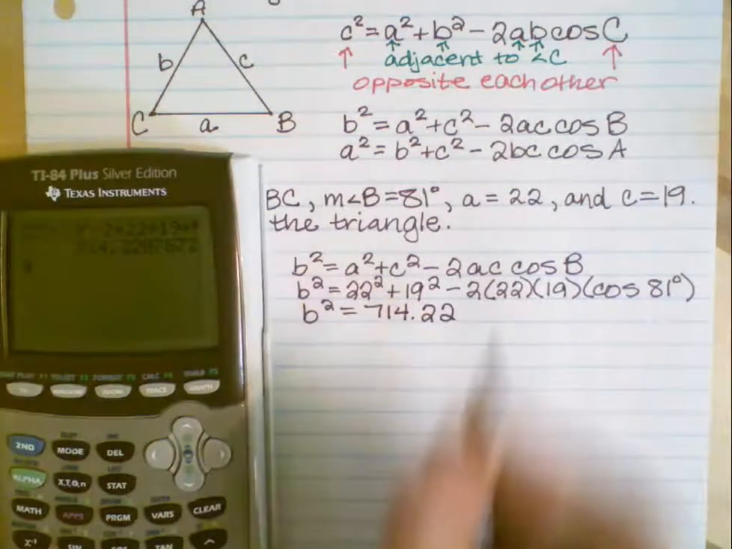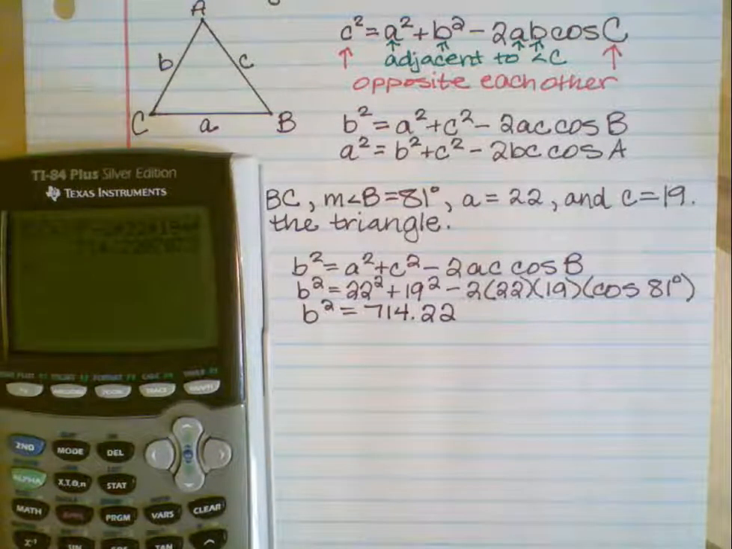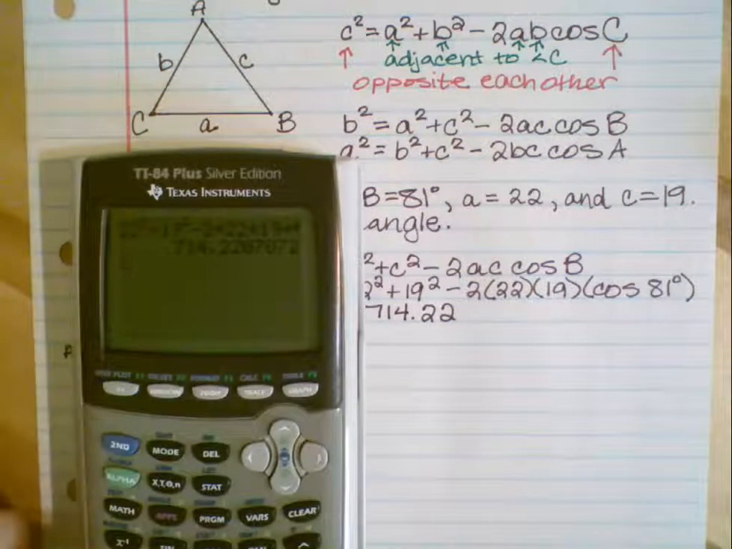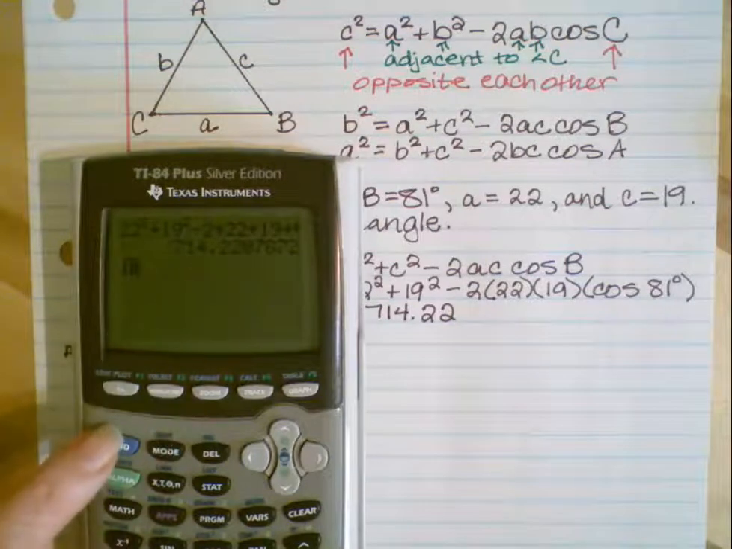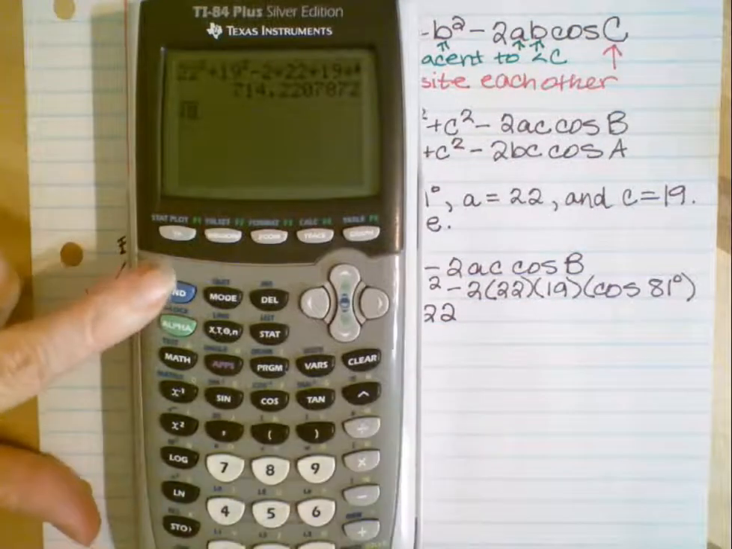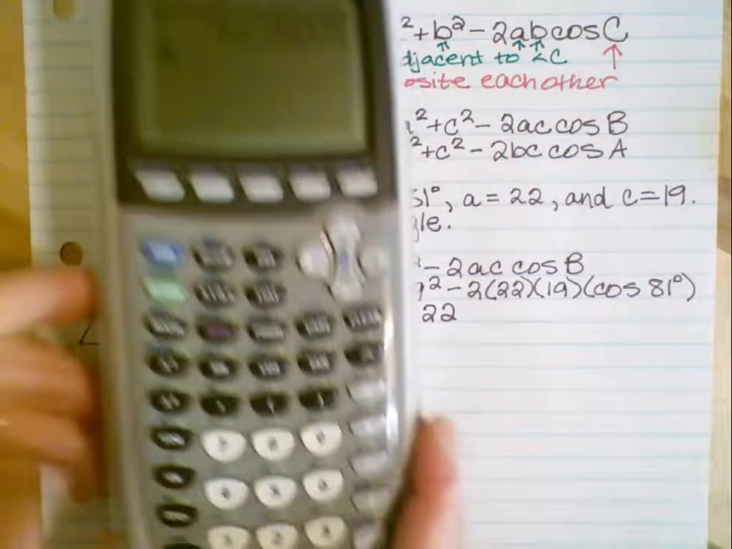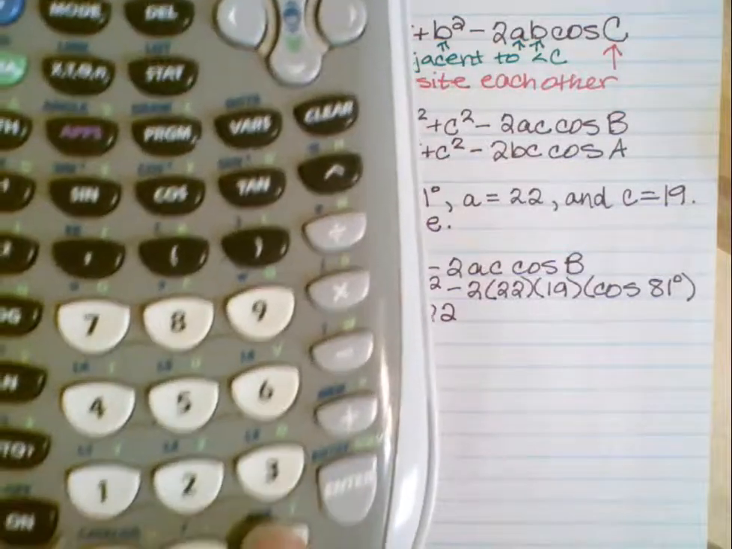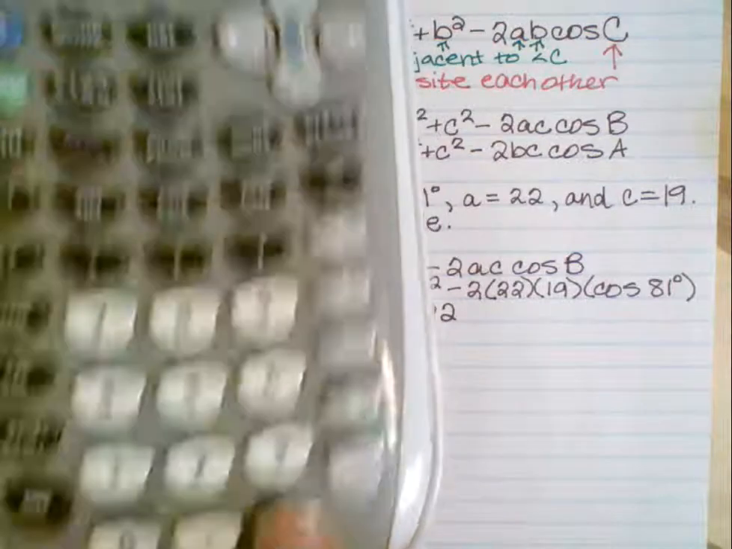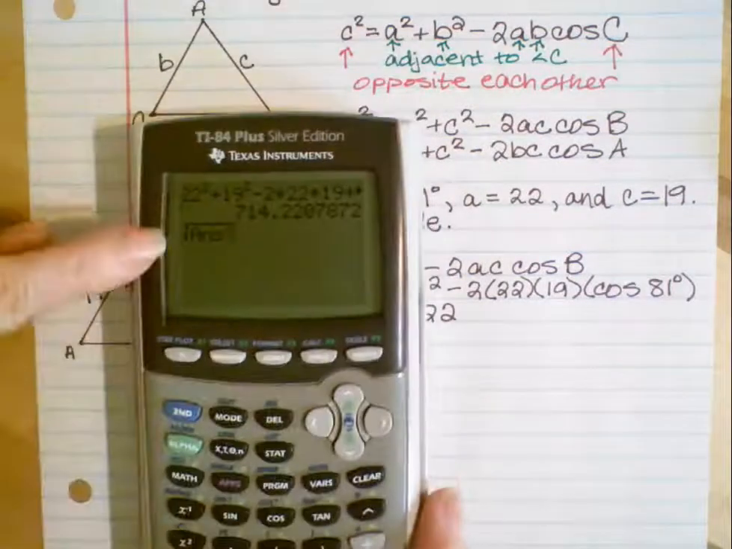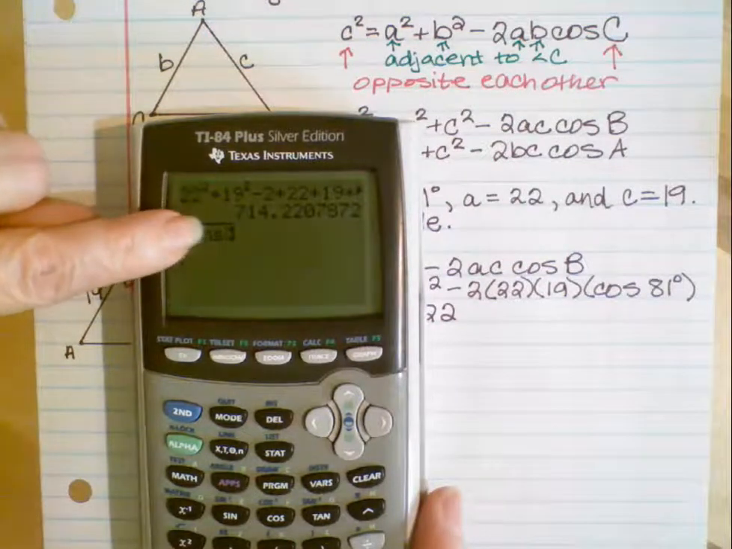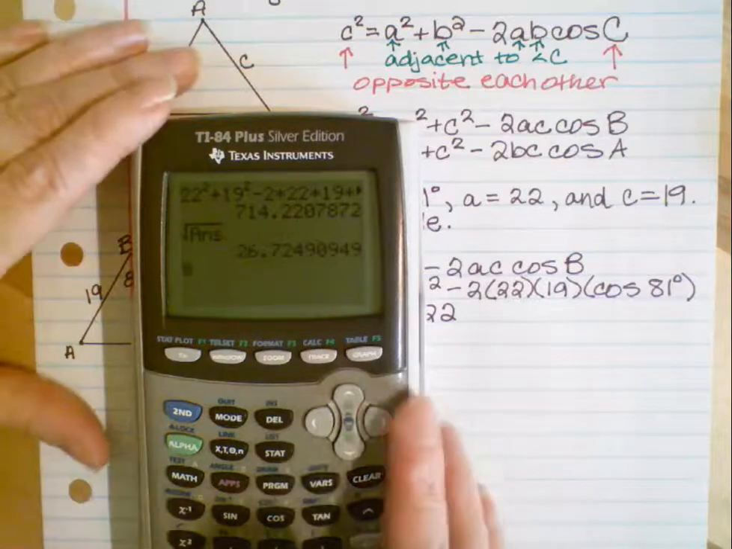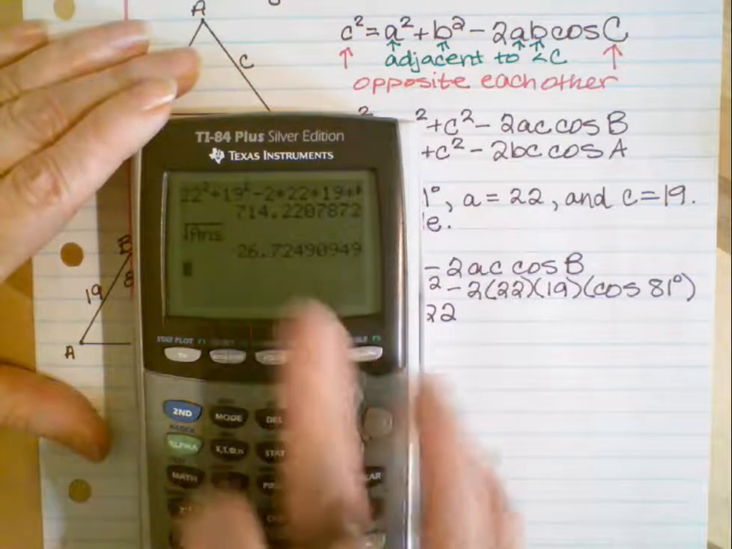Now to get b by itself, which represents the length of that unknown segment, we need to take the square root of both sides. Here to do that, I'm going to do second square root to get that square root symbol pulled up. And I want to use the previous answer. In the case of my TI, that means I'm going to press second and then the negative key. You can see right above the negative key it has ANS written, which means it's going to take the previous answer. Notice on the screen it says ANS as well, but it's going to take all of these decimal positions and put them inside that square root. So in this case, we get a value for b of 26.72.